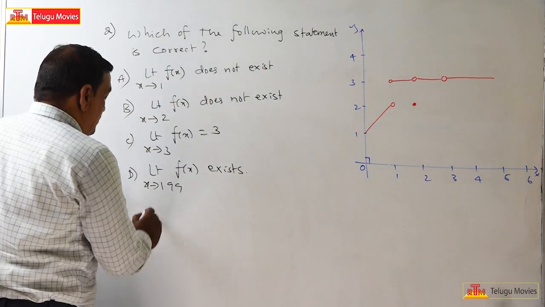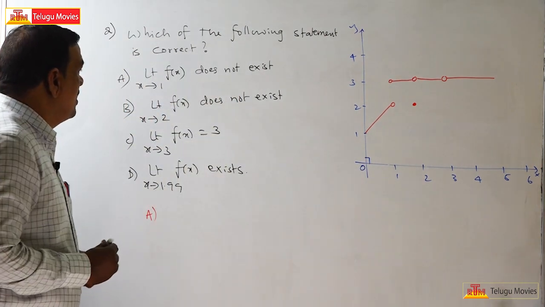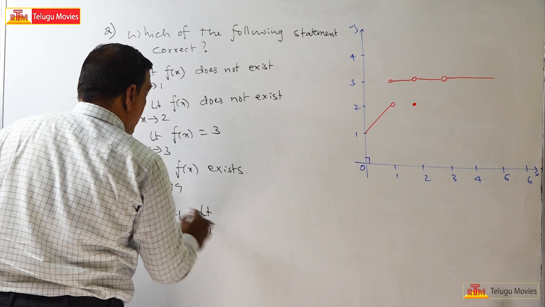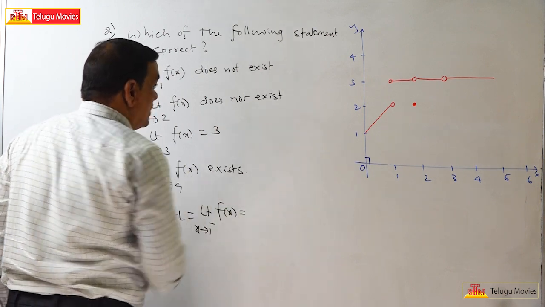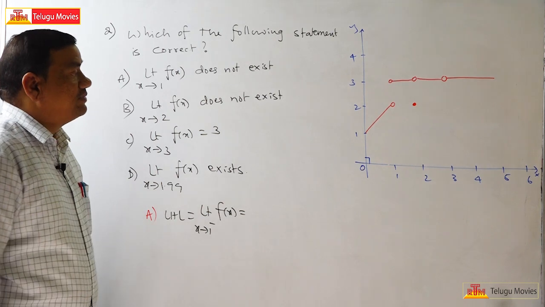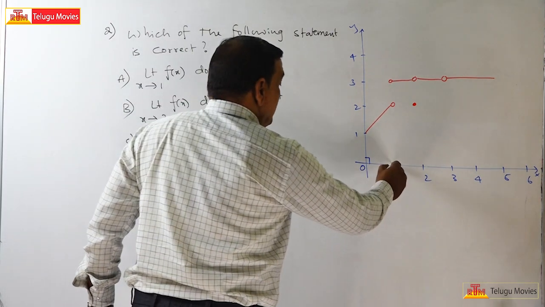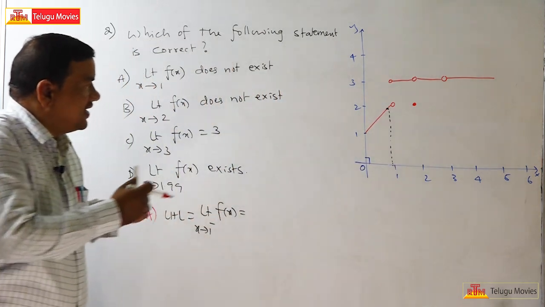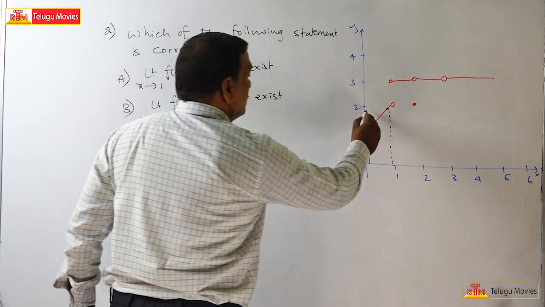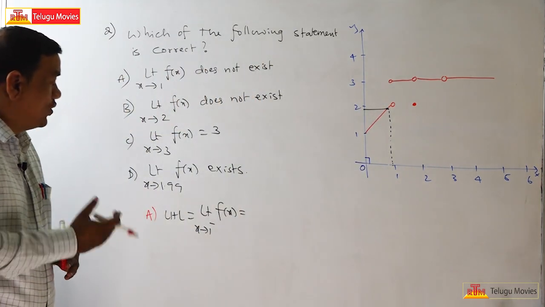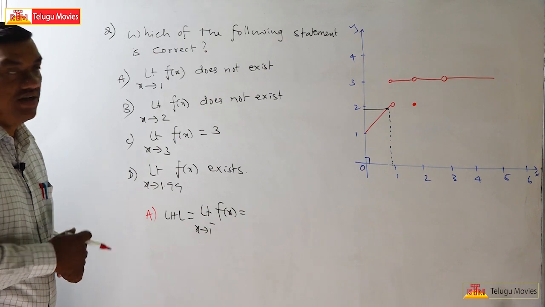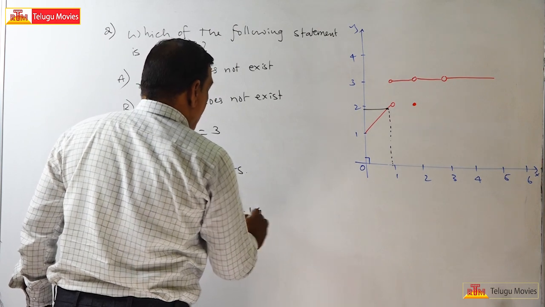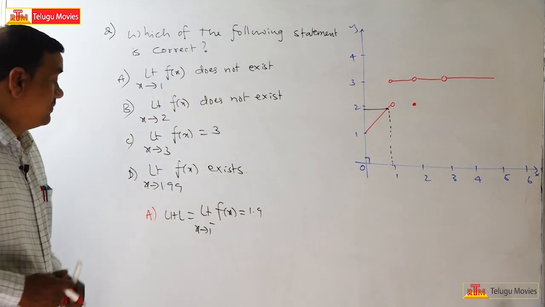For the first option A, I will take the left hand side limit. LHL is equal to limit x tends to 1 minus f of x. What does that mean? Approaching 1 from the left, the function is defined as something less than 2, let us call it 1.9.